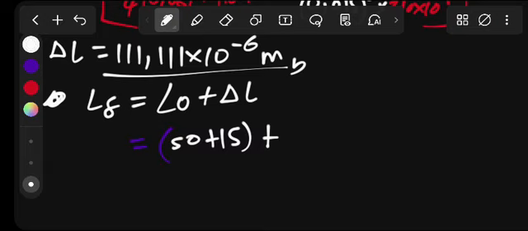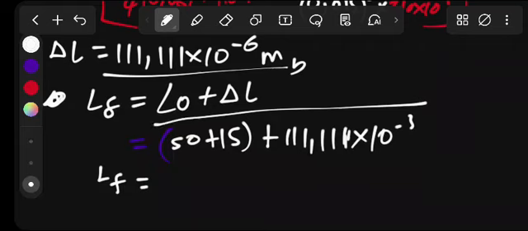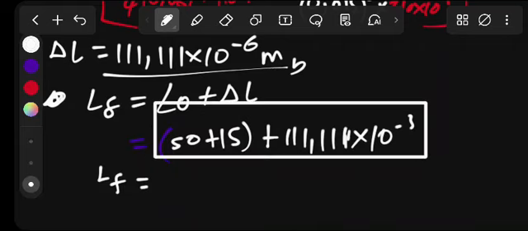So 11.11 times 10 to the power of minus 6 times 1000. This will be plus 111.111 times 10 to the power of minus 3. Alright, so we're adding now. We'll have the final length. This is our final length of the compound. If I'm adding all of these, we simply have our final length.